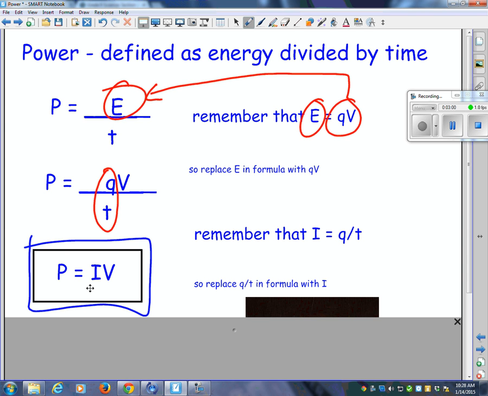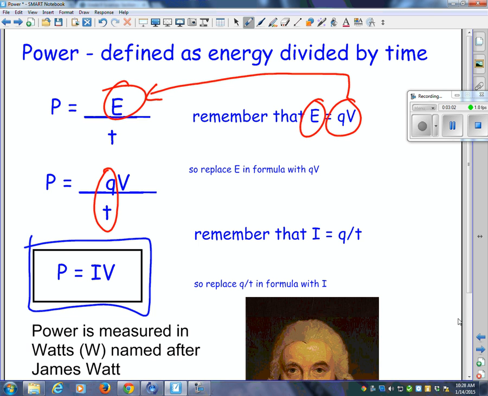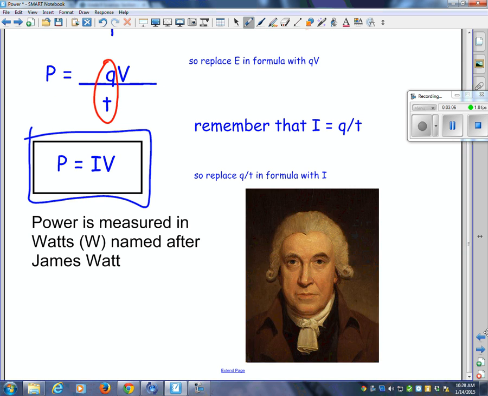Power is equal to I times V. I won't expect you to do that on the test. That's just sort of an experience for you to have.